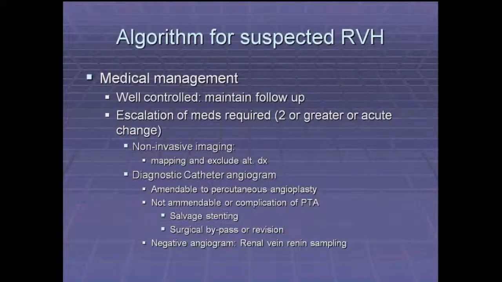Algorithm for suspected renal vascular hypertension. We'll start off with medical management. If it's well controlled, we'll maintain follow-up. Escalation of medications to 2 or greater, or acute change, will proceed to non-invasive imaging that will map out and exclude alternative diagnoses. We'll proceed with a catheter angiogram. If it's amenable, we'll proceed with percutaneous angioplasty. Right? If it's not amenable or there's a complication of PTA, they may have to move on to salvage stenting or a surgical bypass.